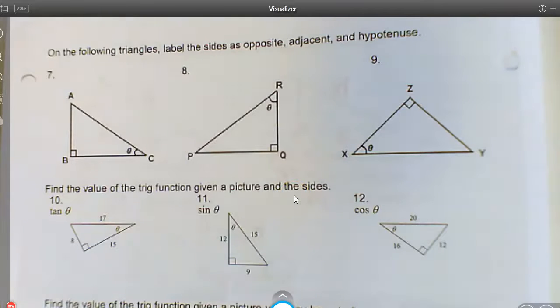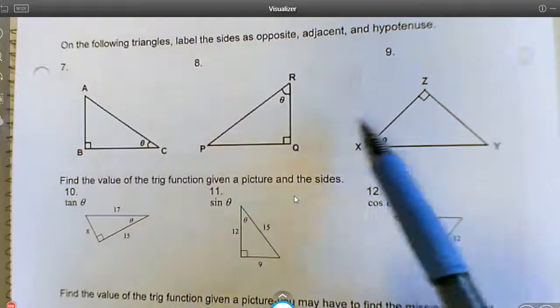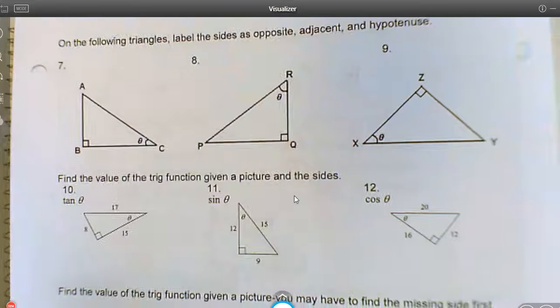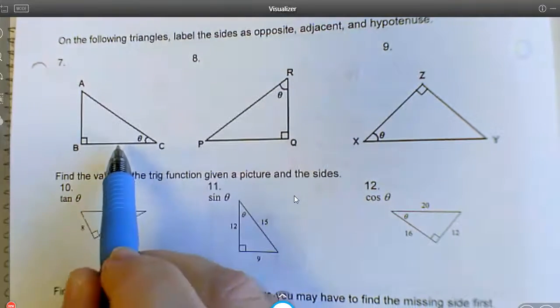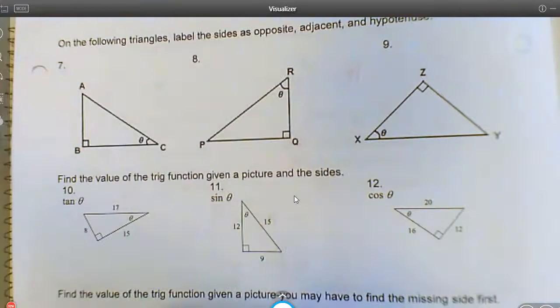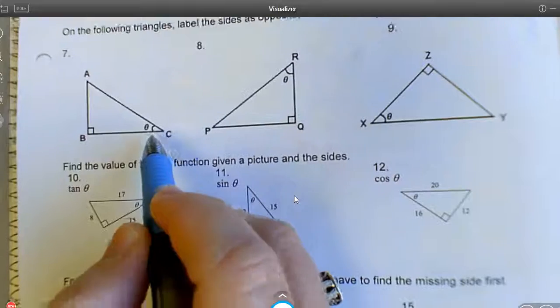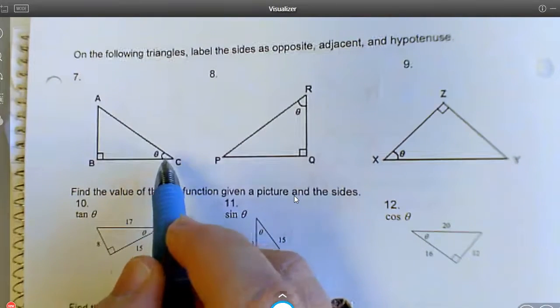So we were working with the trig ratios from yesterday, and that's what I just want to real quickly go back over with you and talk to you a little bit more about that and how the Pythagorean Theorem comes into play. First of all, I think the first three problems here, number 7, 8, and 9, are simple because it just wants us to label it.